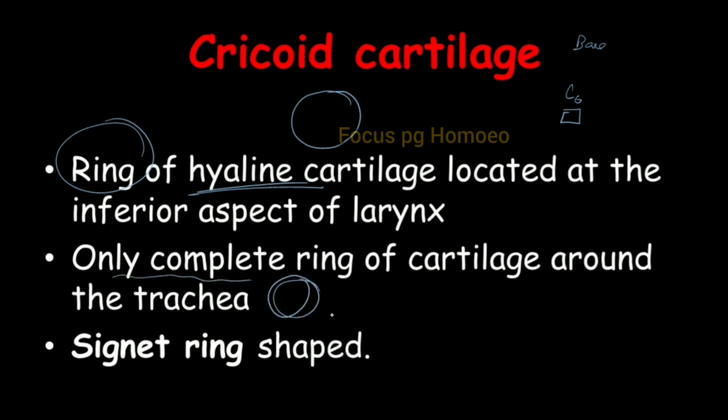But in case of trachea, we can see incomplete rings of cartilage. And this cartilage is signet ring shaped. So below the level of C6, we can find this cricoid cartilage. It's a ring of hyaline cartilage, it is of signet ring shape, and it is the only complete ring of cartilage.